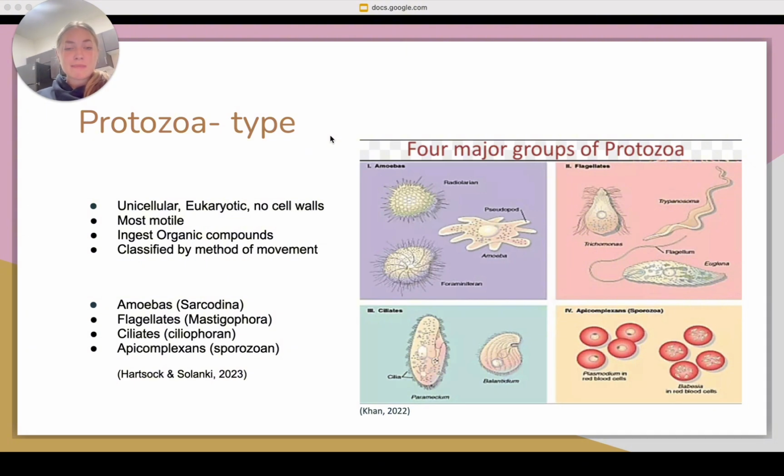They are classified by their method of movement, starting with amoebas or sarcodina that use temporary finger-like projections called pseudopods. Flagellates or mastigophora move using long whip-like flagella to propel themselves. Ciliates or ciliophora use numerous short hair-like projections called cilia that beat in a coordinated way to create movement. And lastly, apicomplexans or sporozoa are typically non-motile adult parasites that move by gliding.